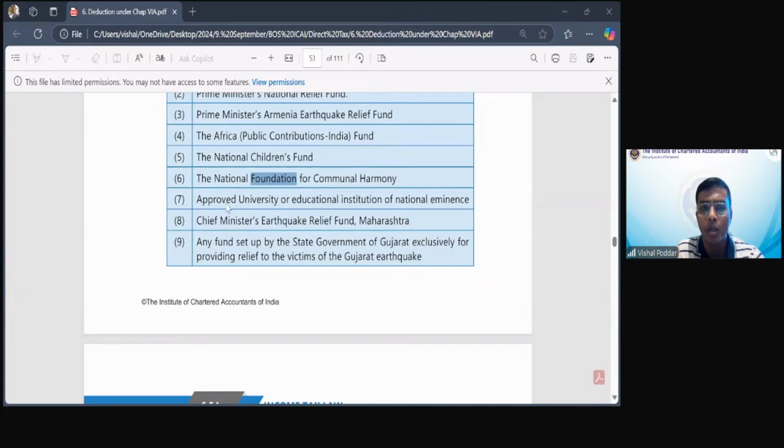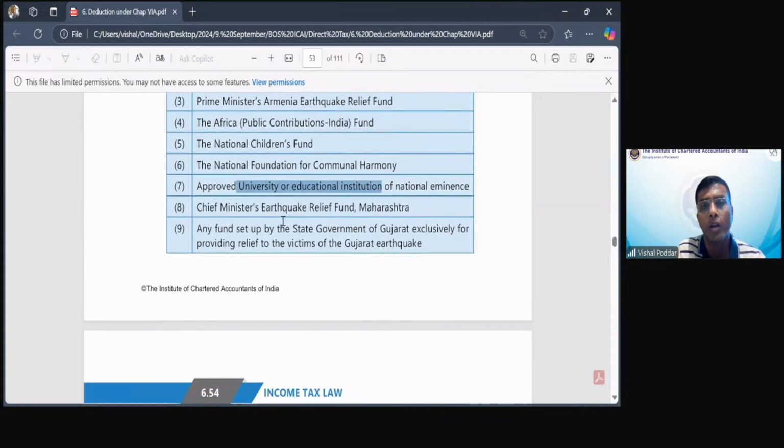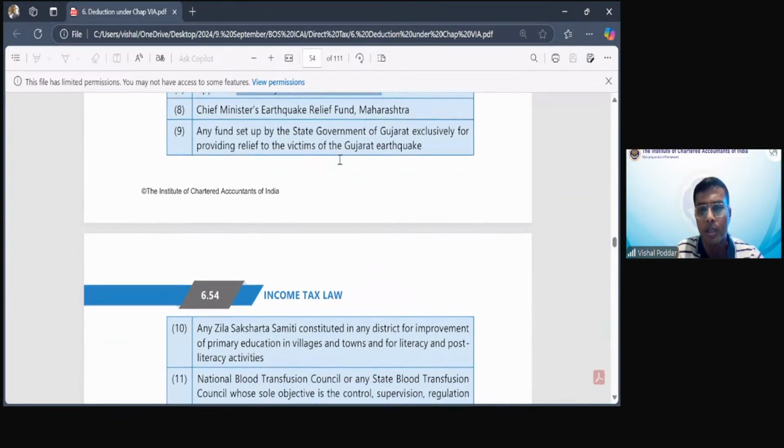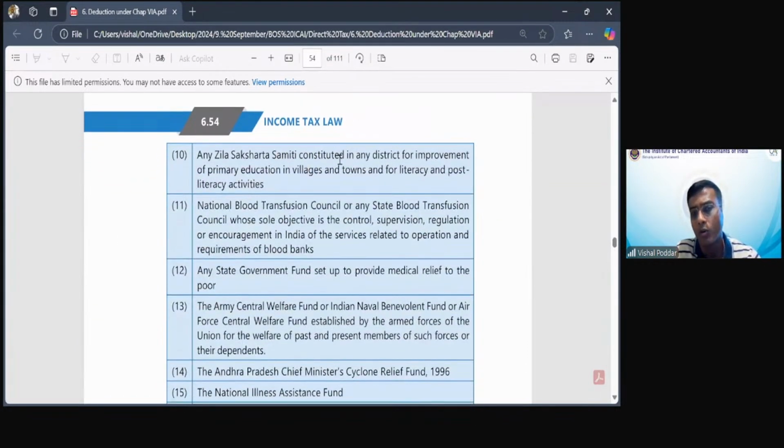Similarly, next is for promoting education. Education is again the biggest requirement of a country. So approved universities or education institutions which are of national eminence. So this is again an institution, but since this is again of national importance, they have put it in the first list. Other than this, again, you will find one more, which is relating to medical. Other than this, all are funds, as you can see. And there is no name of any person. It is all central, national, prime minister, chief minister. No person's name is there. You will find the name of funds only.